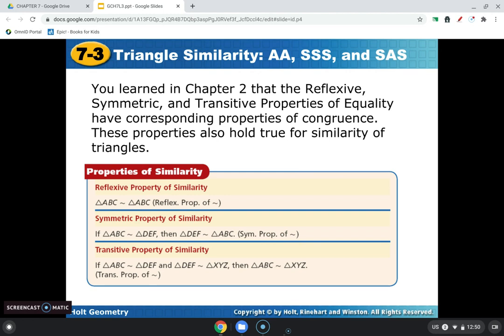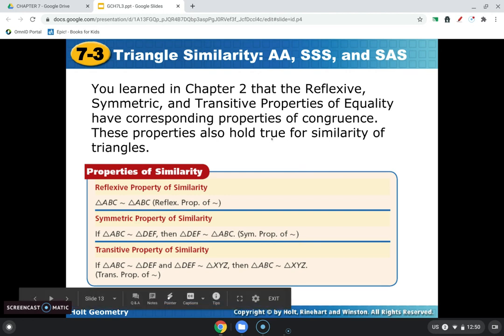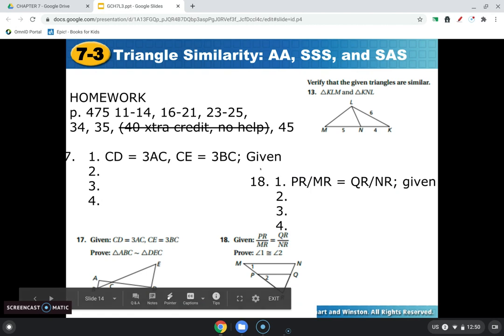Just like we learned that reflexive, symmetric, and transitive properties of equality have corresponding properties of congruence, they also hold true for similarity. So reflexive, symmetric, and transitive still work for us for similarity. All right, that is a wrap for this section. Well, let's go through this proof here.